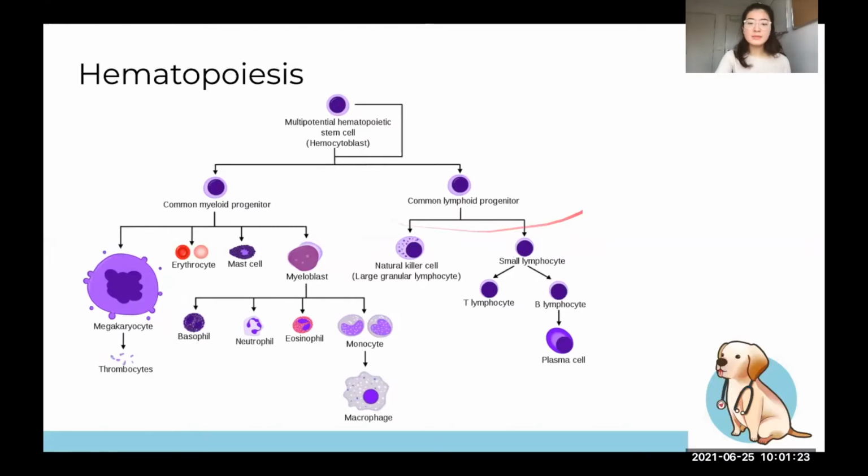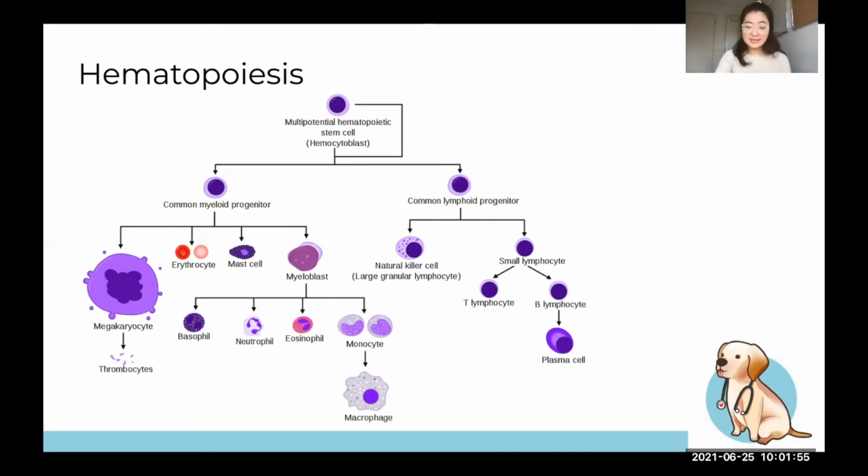Your common lymphoid progenitor is responsible for producing pretty much your lymphocytes. So it goes on to become a small lymphocyte, produces your T cells and B cells, and B cells then go on to produce your plasma cells, which are responsible for secreting a lot of antibodies. Your lymphoid lineage also goes on to produce natural killer cells, which go around and cause apoptosis when they come across cells that aren't operating the way they should be.